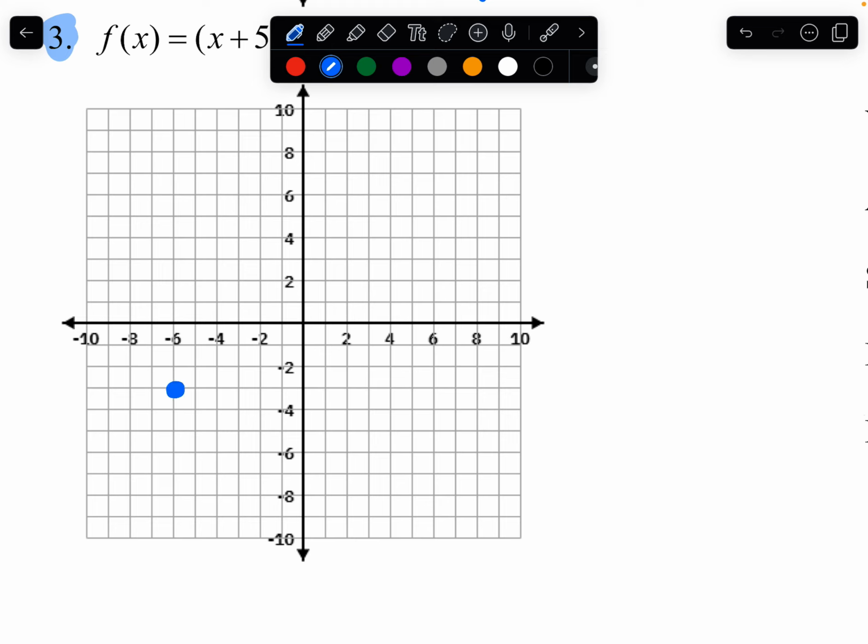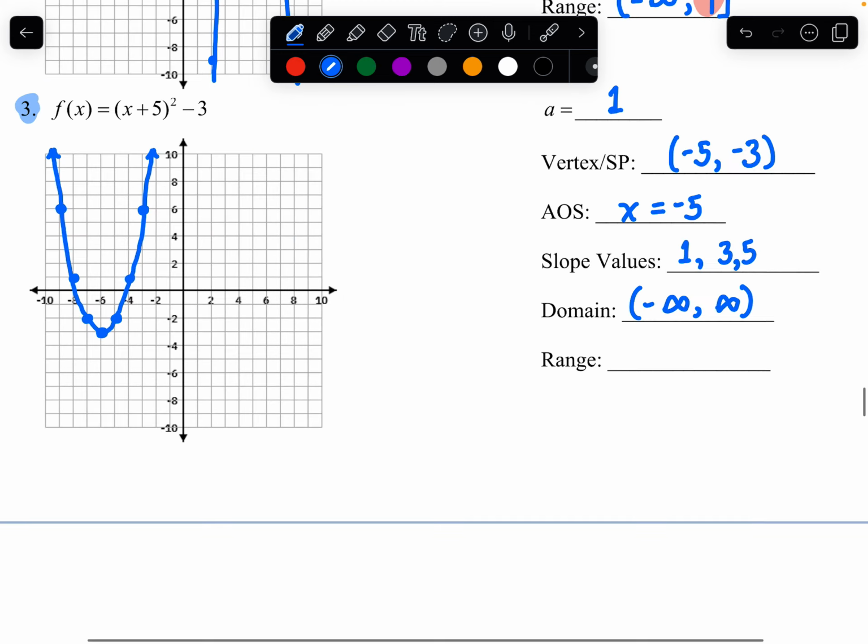Here is my vertex, up 1 to the right 1, up 3 to the right 1, and then up 5 to the right 1. And we'd like to make sure these points are all pronounced. So when I'm drawing my vertex, whoops, I missed there. I should see each of those points. All right, that's what we want. We want to see those points in a nice curve. My range, we go down to -3 and we go up forever.